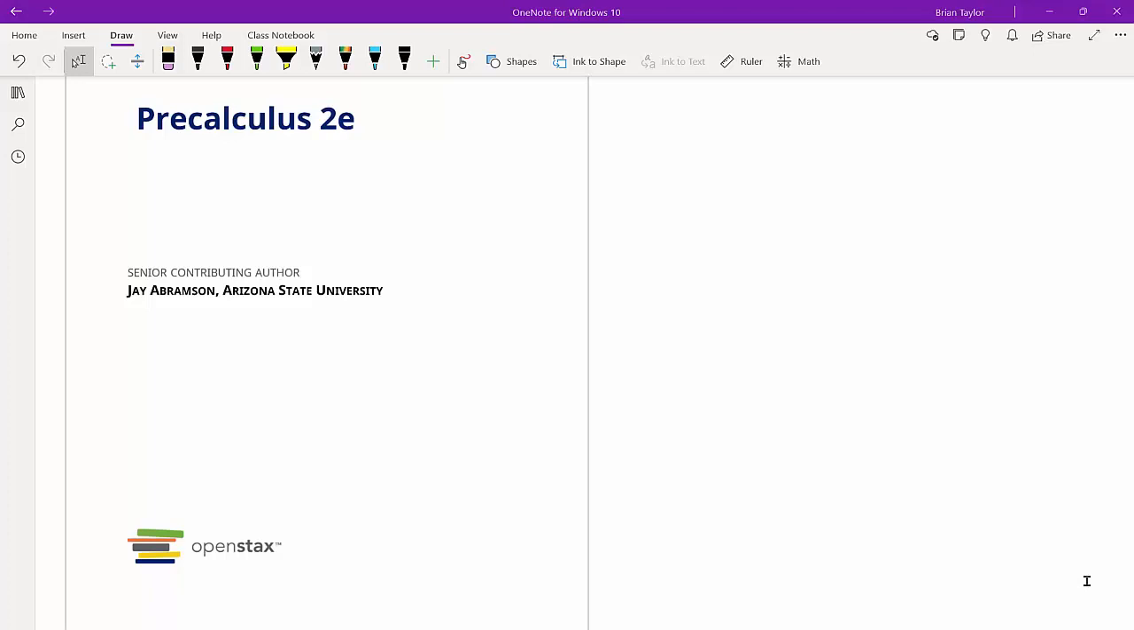We are going to be using the textbook produced by OpenStax for Pre-Calculus 2E. It is an excellent text. It is free and open source, and I will have links to it in the show notes below. You can either view the text online or you can download a PDF of it, and I would strongly suggest having the text open while you go through my videos.